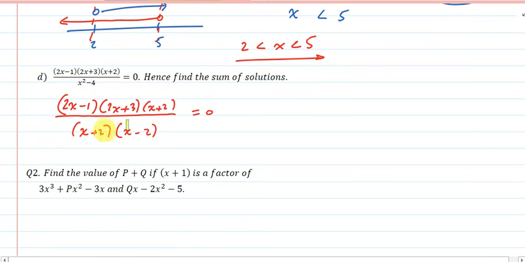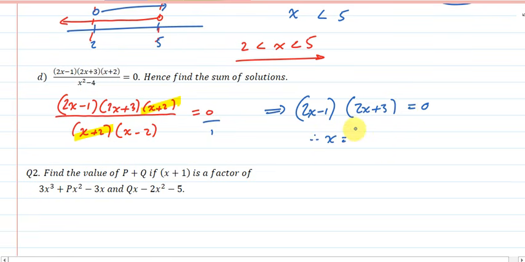So if we want to solve for x, remember we can take out the x plus 2 and the x plus 2. And if we want to simplify this expression further, remember we need to cross multiply. So this times this is 0. So all we are solving for is 2x minus 1 into 2x plus 3 is equal to 0. Therefore x is equal to half, or x is equal to minus 3 over 2. Hence, if you want to find the sum of the solutions, the sum is half minus 3 over 2, and half minus 3 over 2 is minus 1. Remember, no calculators are allowed.